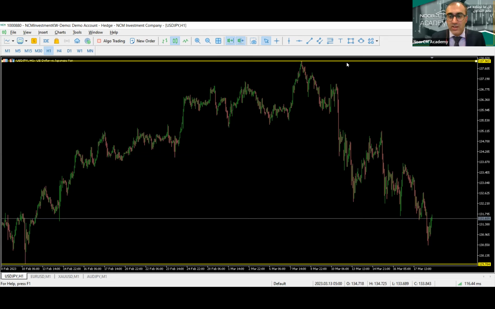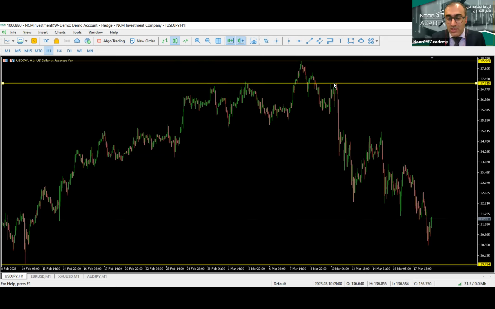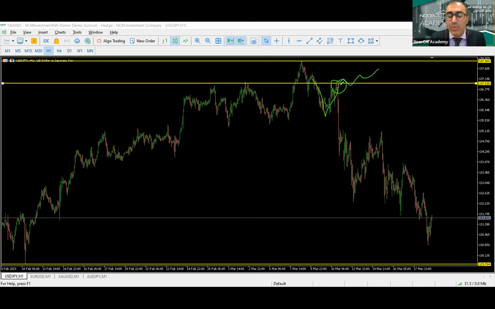We have a resistance here. Then this area is also considered as resistance. Why? Because when the prices tumbled, they tried to go up and the buyers failed. They couldn't continue the trend towards the upside. So any swing point, where there's a rejection and the bulls or bears couldn't take control, is considered as a support or resistance area.